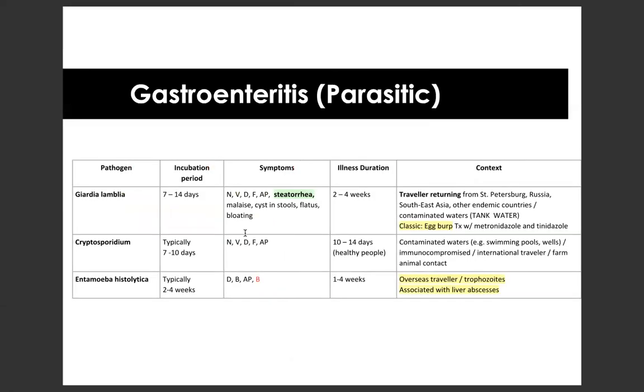Next type of things that can cause gastroenteritis are parasitic infections, and these tend to have a longer incubation period or longer duration of symptoms. For Giardia, the classic symptom is steatorrhea, so floaty, smelly stools, and the classic is the egg burp, and you treat that with metronidazole or tinidazole. And there's another, Entamoeba histolytica, sorry, I can't pronounce it. That's associated with an overseas traveler with trophozoites and liver abscess.